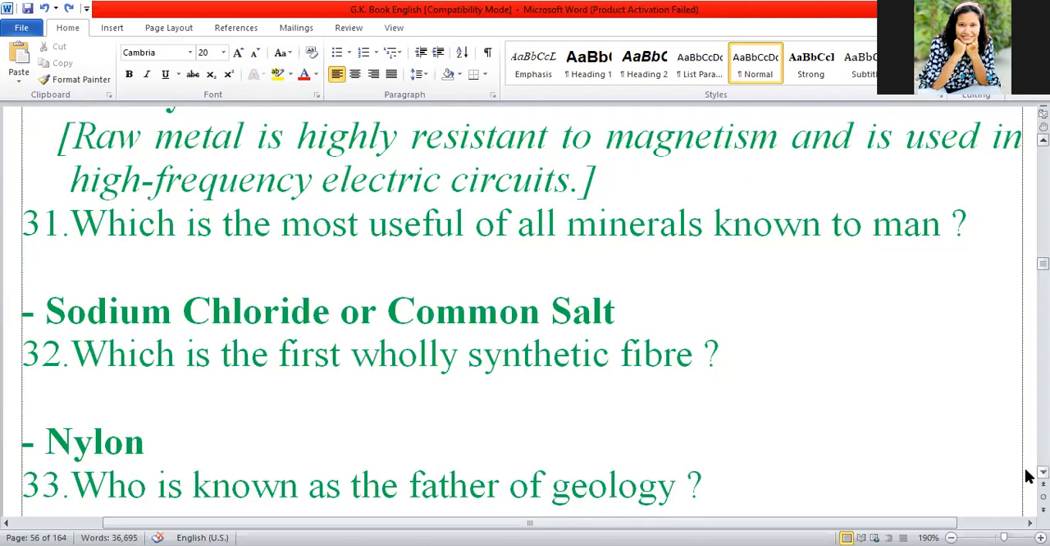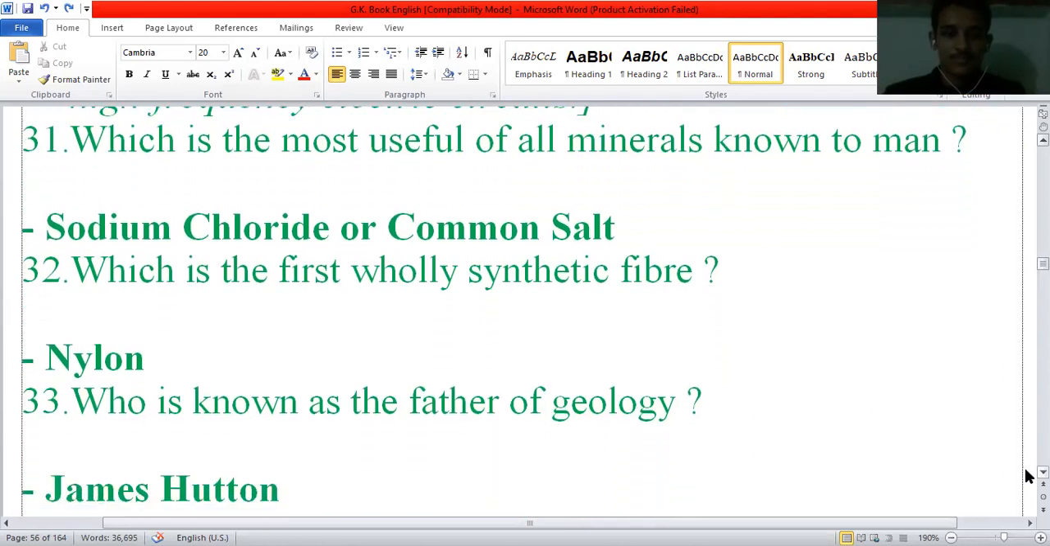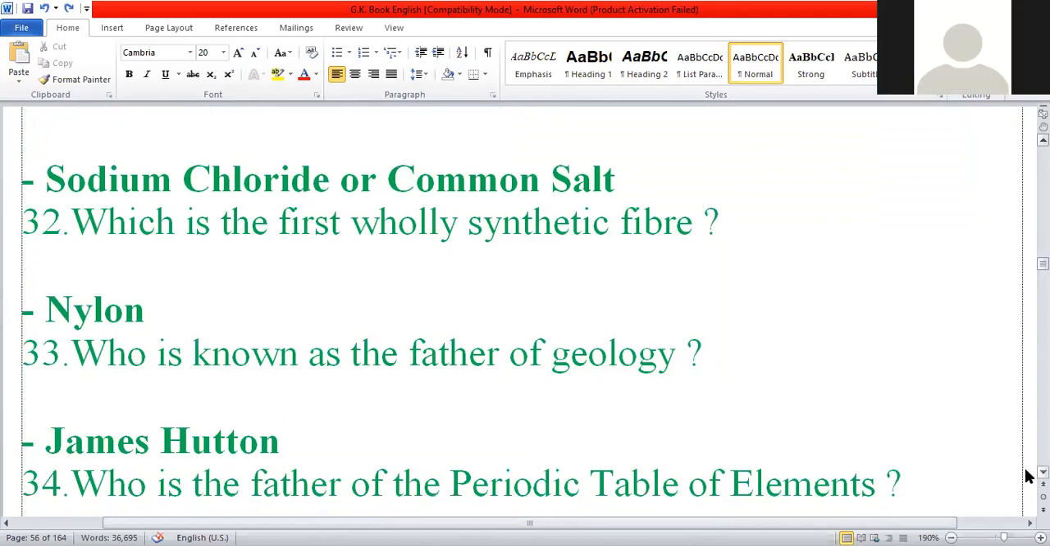This is question number 33. Who is known as the father of geology? Thank you, Miss Barsha Kesi. Barsha, are you there? Question number 33 goes to you. James Hutton. Well, the right answer is James Hutton.